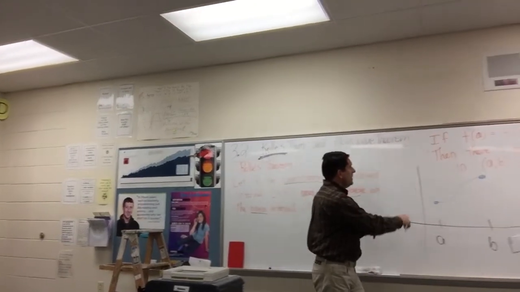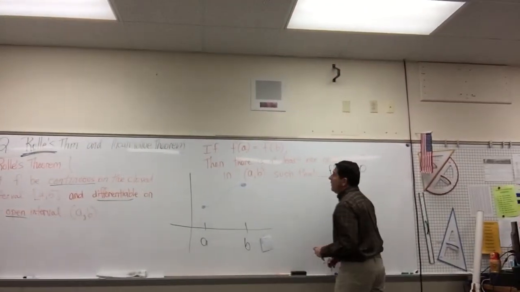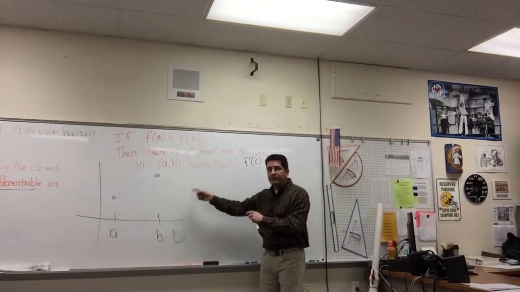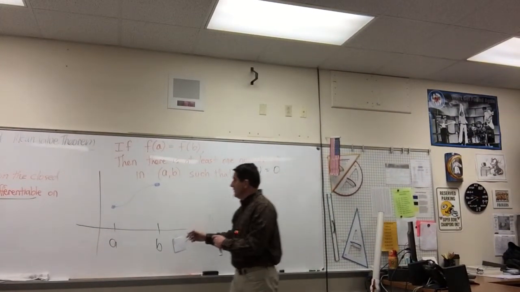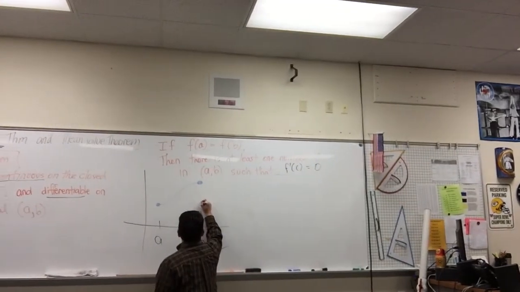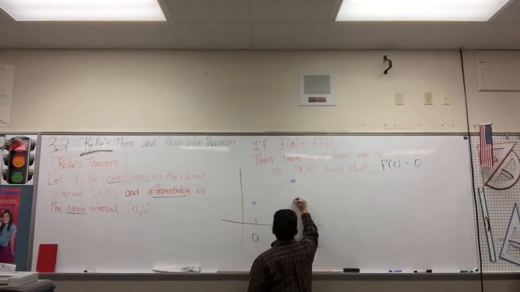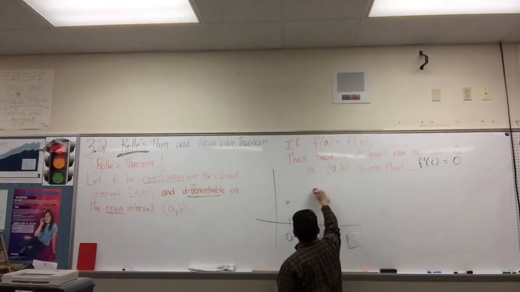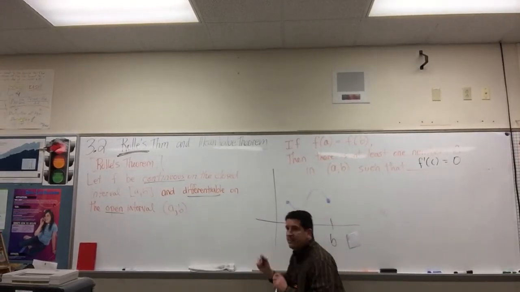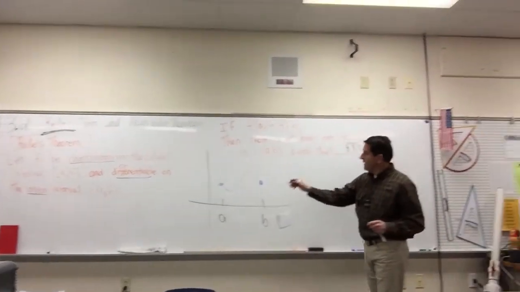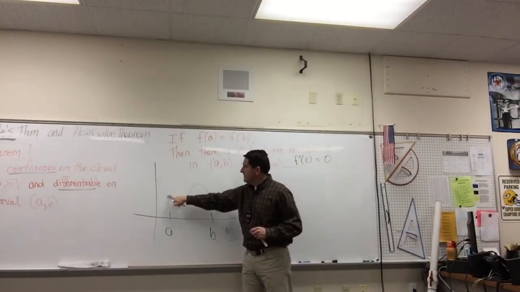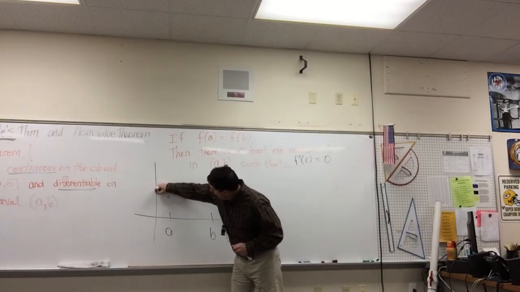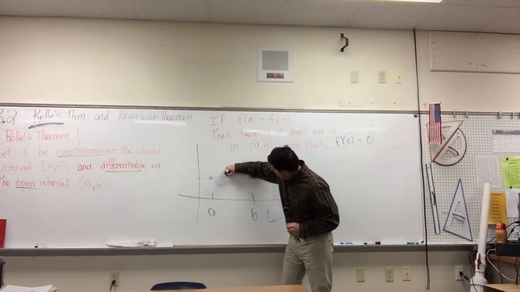So this satisfies this. Uh-oh. f of a has to equal f of b. So this graph is no longer good. Okay? It turns out that f of a has to equal f of b. So I can't do this. I have to do, I don't know, something like this, whatever. It has to go from here to here. This function has to be continuous and it has to be differentiable. And these two values have to be the same.